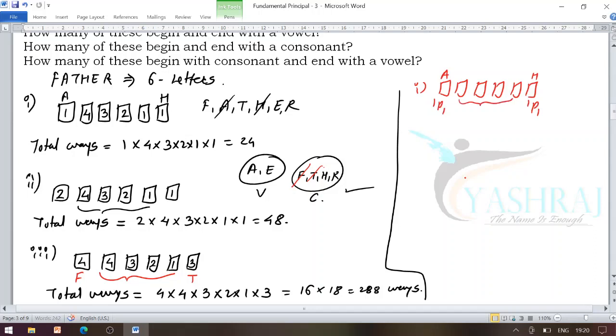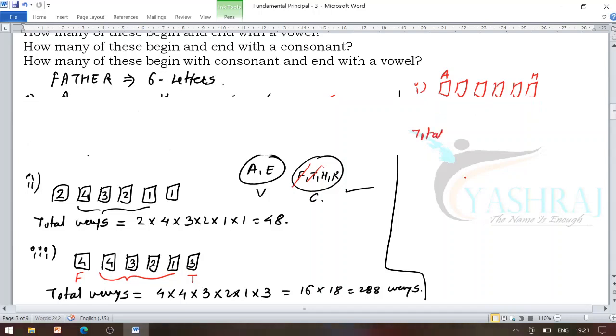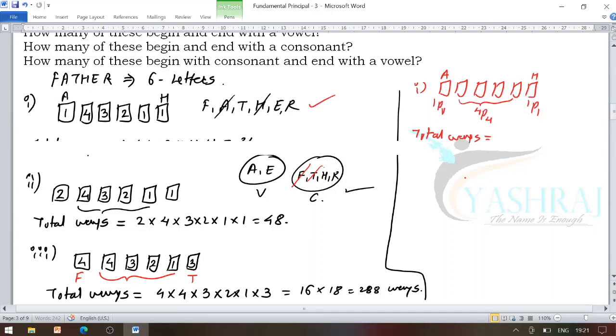So we remained with the 4 letters F, T, E, R, and we have 4 boxes. So there are 4P4 ways to fill up the middle 4 boxes. As per the multiplication principle, the total number of ways is 1P1, which is 1, times 4P4, which is 4 factorial, times 1P1, which is 1. And 4 factorial is 24 ways, or 24 6-letter words that can be formed using the letters in the word father beginning with A and ending with H.